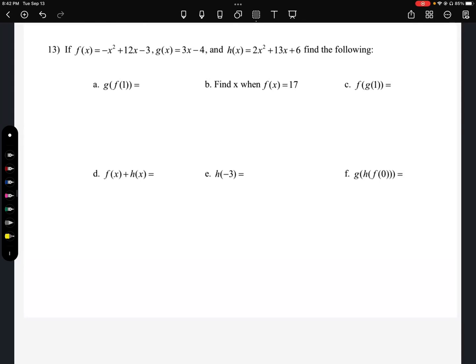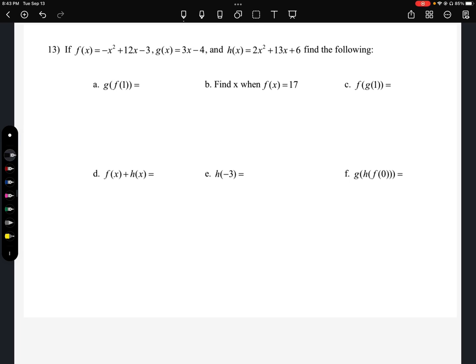This is the video for number 13 from the Chapter 1 Part 2 quiz review. The problem reads, if f of x equals negative x squared plus 12x minus 3, g of x equals 3x minus 4, and h of x equals 2x squared plus 13x plus 6, find the following. Letter A, we have g of f of 1.